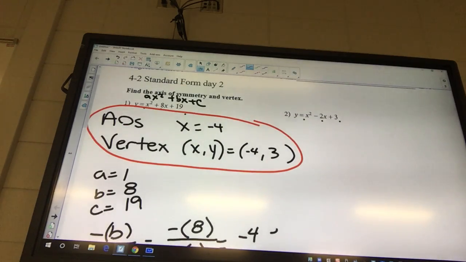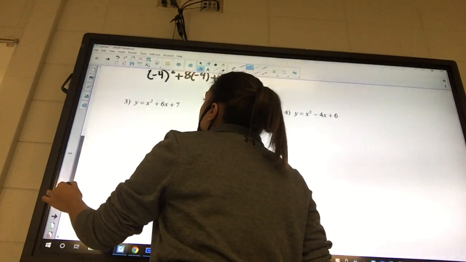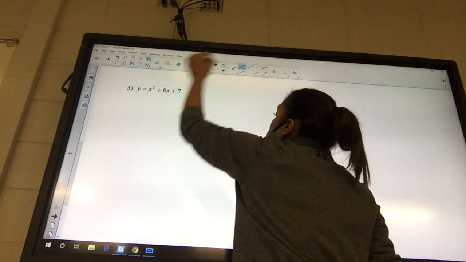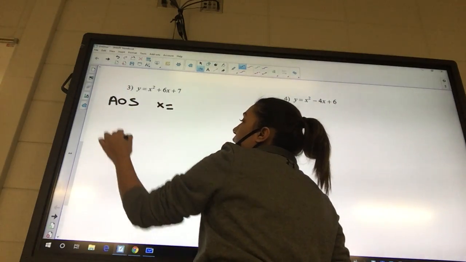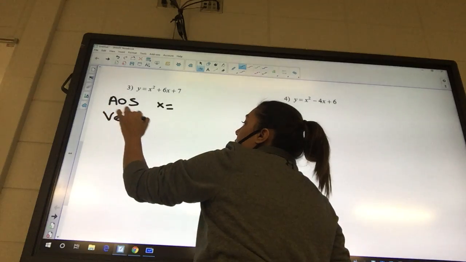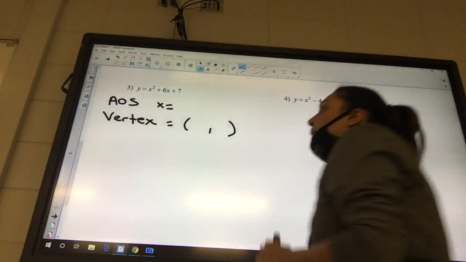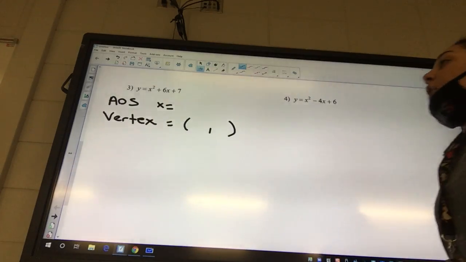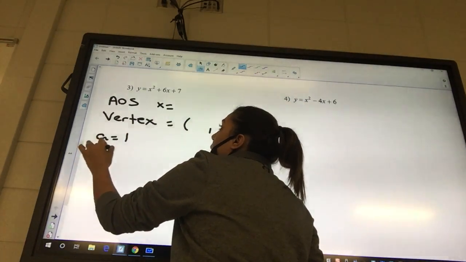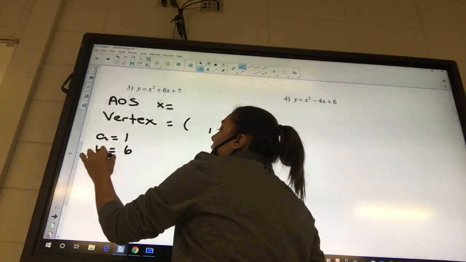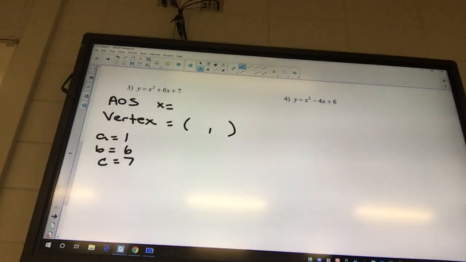All right, let's look at the next one. Okay, so we can look at these. We know we need to find our axis of symmetry, which is always x equals, and our vertex is going to be like that. So what is our A value? 1. Our B, 6. C, 7. Okay, so we got our A, B, and C.